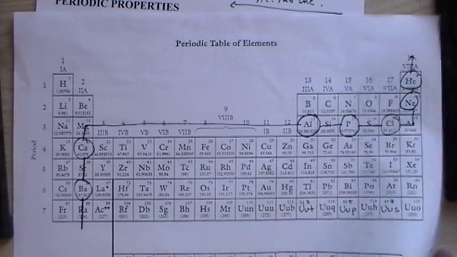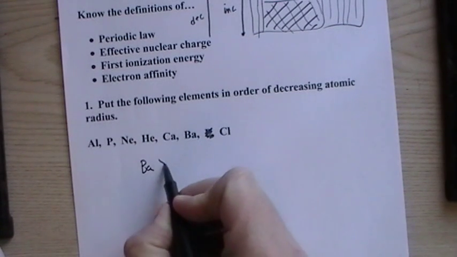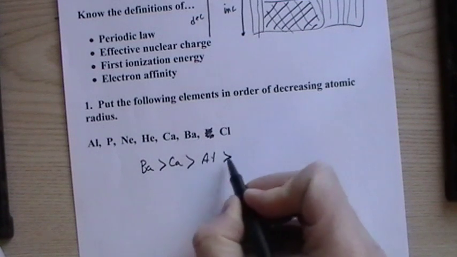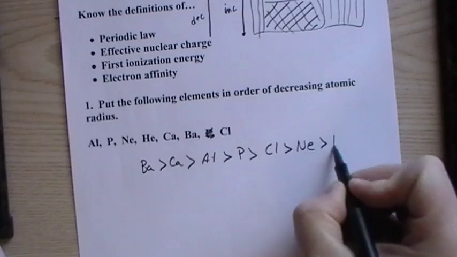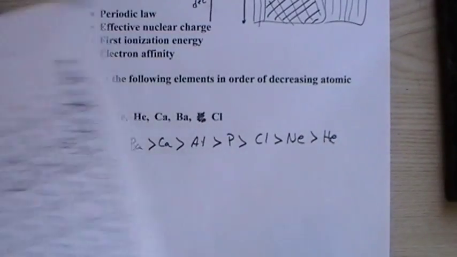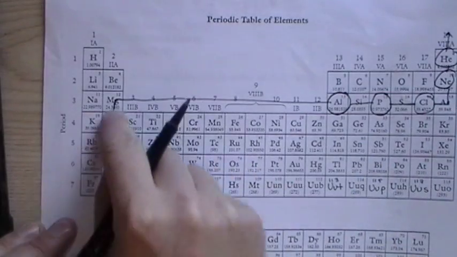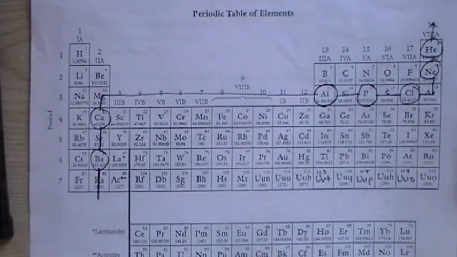So once you've drawn that path, we see that barium should be the largest, calcium should be smaller, aluminum smaller, phosphorus smaller still, chlorine, then neon, and then helium. Now, I could have given you every single element that is present in this path, but I just gave you part of them. So find that path, and you should be all set.